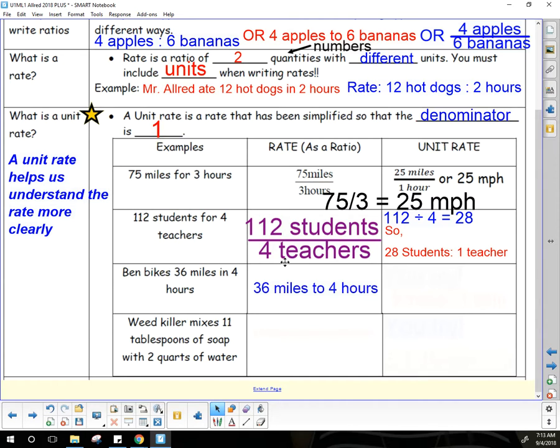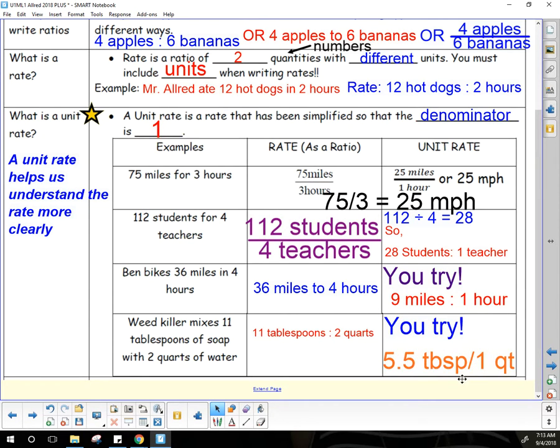All right, 36 miles in 4 hours. You tried, and you hopefully got 9 miles per hour. That's the unit rate. 11 tablespoons per 2 quarts for weed killer. You tried that, and hopefully you got 5.5 tablespoons per quart. That is actually the end of today's notes.